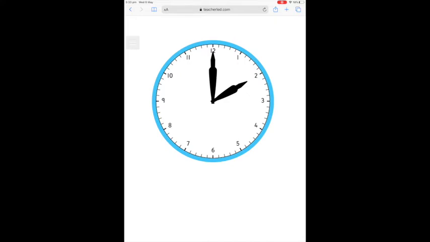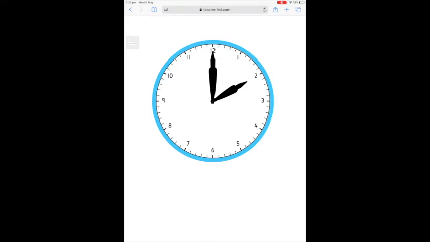Today, for maths, we are going to be looking at elapsed time. The word elapsed means time that has gone by. We are going to be looking at what the time will be 1 hour later or 1 hour into the future. And we are also going to be looking at 30 minutes earlier. So what the time was 30 minutes ago.